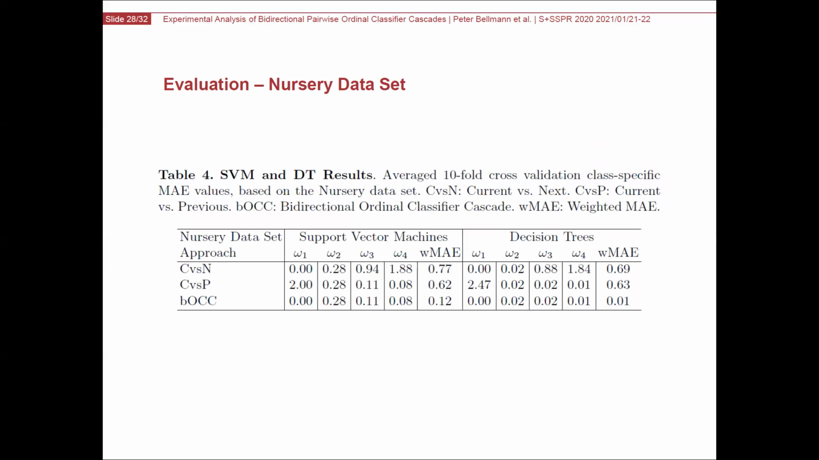Here we can see the class-specific mean absolute error values for the nursery dataset. As expected, the current versus next approach performs well specific to the class omega-1. The current versus previous architecture performs well specific to the classes omega-3 and omega-4. The straightforward bidirectional OCC method obviously combines the strengths of both individual architectures, leading to enormous improvements.